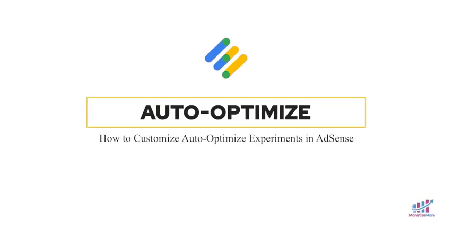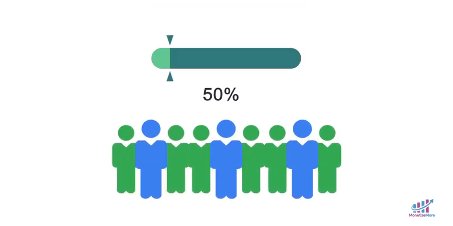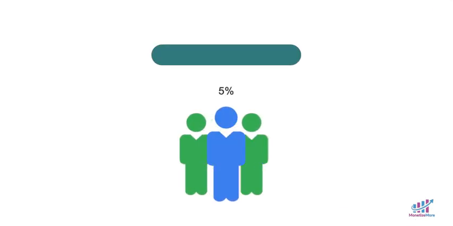Auto-optimize settings give you more control over the optimization experiments that Google runs on your behalf. It lets you select the percentage of users that you want to show optimization experiments to. For AdSense for content, Google recommends at least 50% of your traffic. For AdSense for search, Google recommends selecting at least 5% of your traffic for auto-optimize.